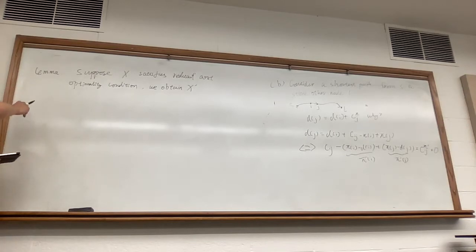So this lemma tells us that suppose you have some flow X that already satisfies the reduced cost optimality condition. So think about this. Does the zero flow satisfy this? Yes, right?